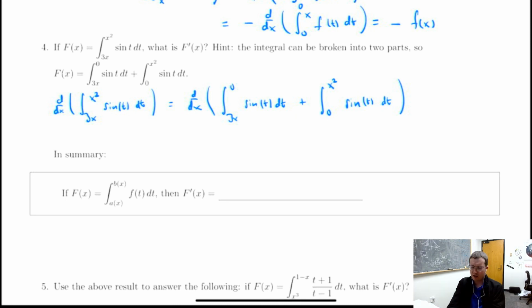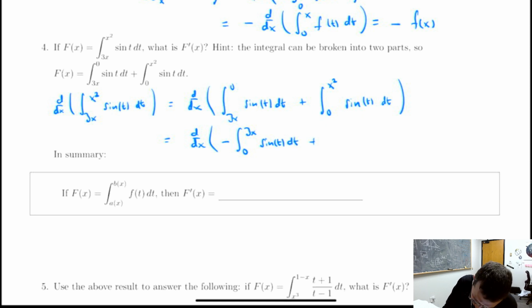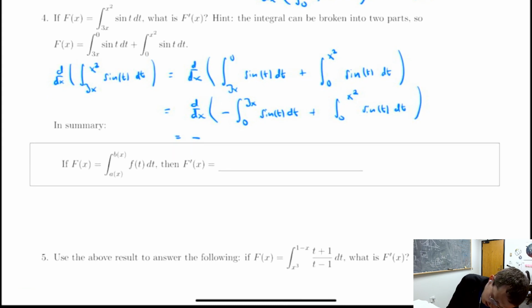And we know how to handle both of these. For the first one, I'll flip the bounds and add in a minus sign so that the variable is in the upper bound instead of the lower bound. And that's going to give me a minus 3 times sine of 3x. That minus sign is coming from there. I plug the upper bound into the integrand, and I also multiply by the derivative of that upper bound.